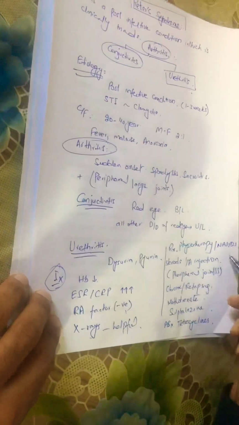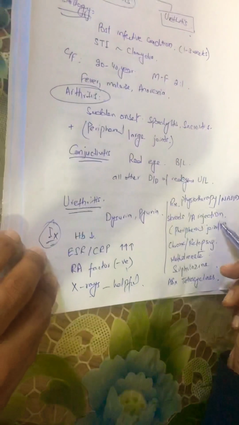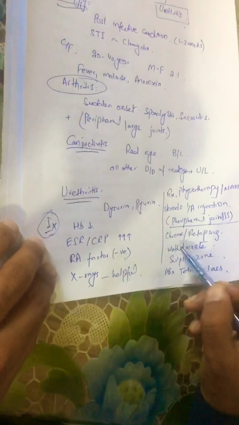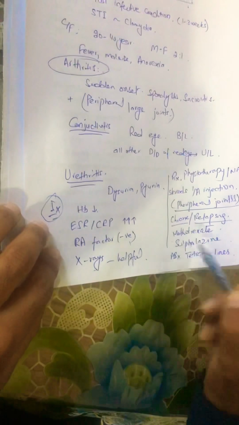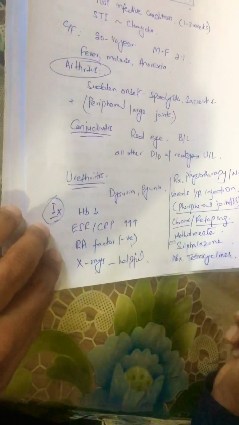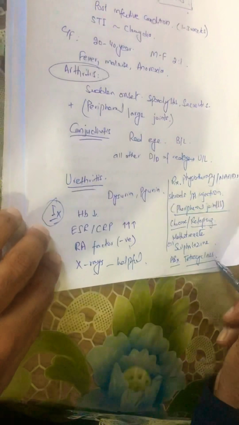So treatment is like physiotherapy, steroids, intra-articular injections only in the case of the peripheral joints. If it is chronic or relapsing, we can use methotrexate or sulfasalazine, and as an antibiotic we can use tetracycline.